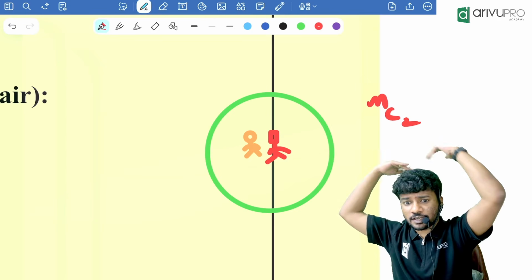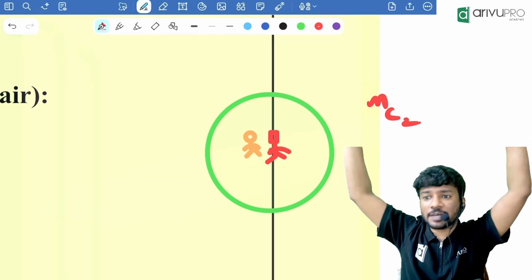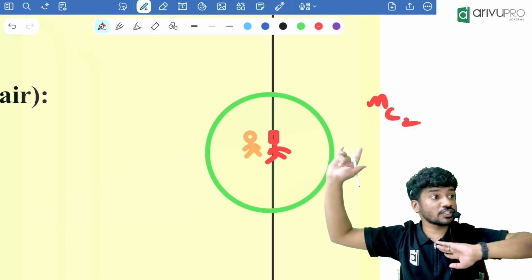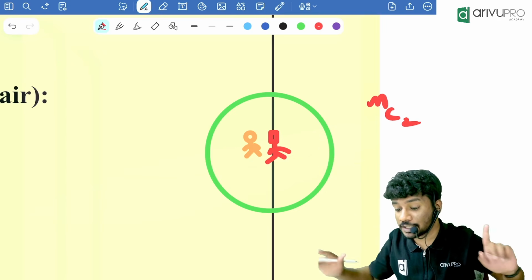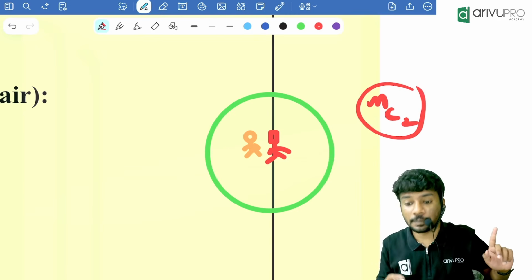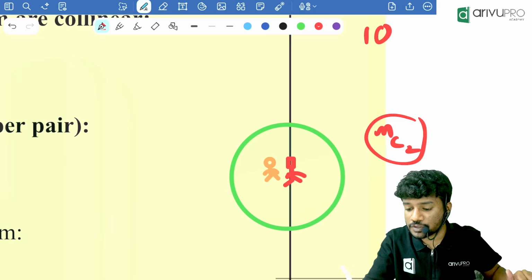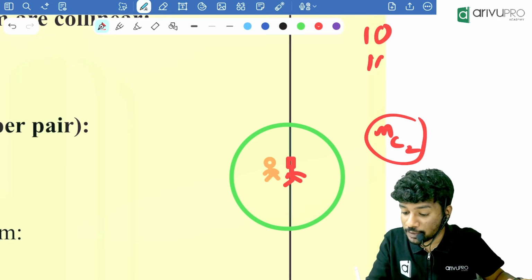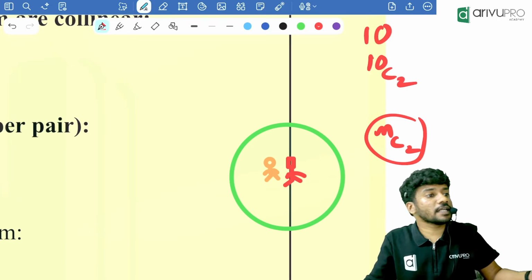So the tournament is ready. We are starting APL, ArivuPro Premier League. Let it be like that. N teams are there. If they are playing one match against each other, how many matches will be played in total? NC2 matches will be played. For example, there are 10 teams in total. So in total, how many matches will happen? 10C2 matches will happen.